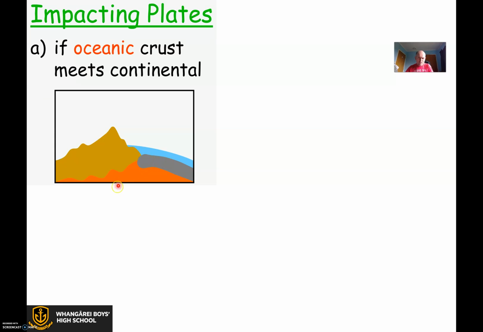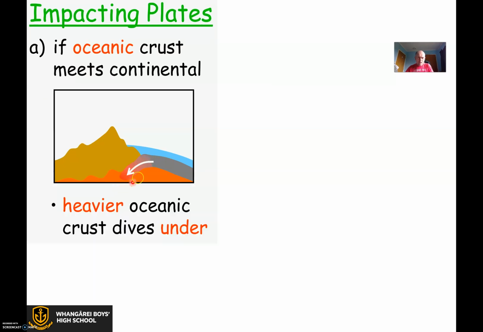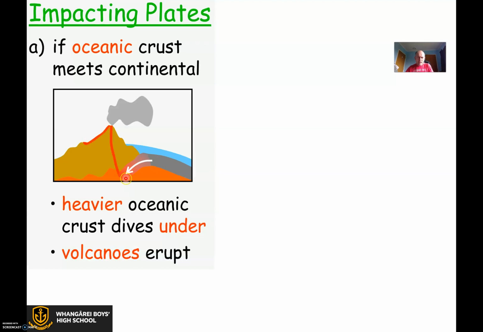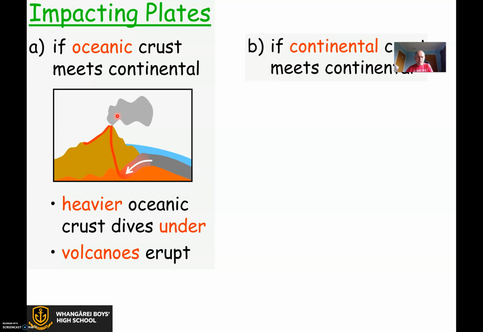When that happens, the front end of the oceanic crust going underneath, because it's heavier, has got lots of water and other things in it, and that helps rock to melt. When the rock melts, the molten liquid pushes up through the solids and pops out, bringing gases and stuff like that, and that's a volcanic eruption.